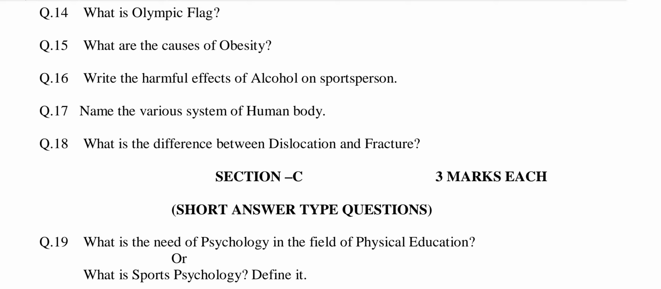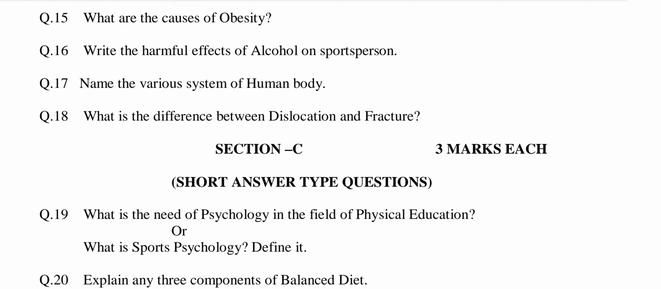Question number 15. What are the causes of obesity? This question is related to chapter number 9, diet and its importance in physical development. The answer may be: few causes of obesity are as listed below. Number 1, age factor. Second, hormonal imbalance. Third, overnutrition. Fourth, genetic disorder. 5, eating a lot of junk food. Explain all these points in 2 to 3 lines.